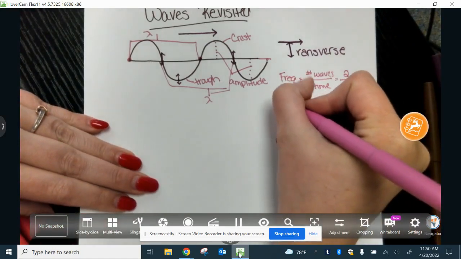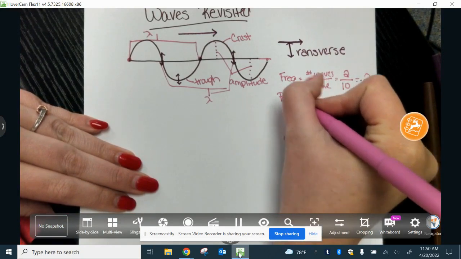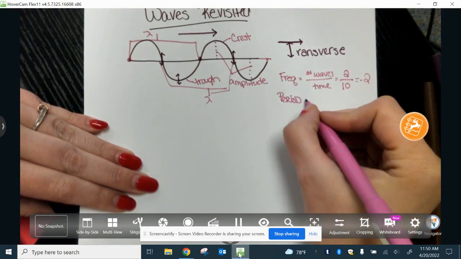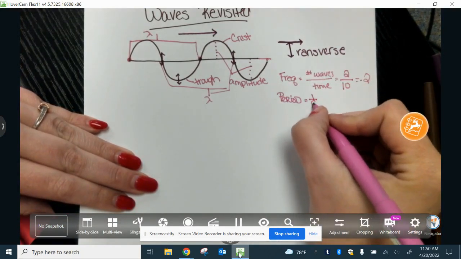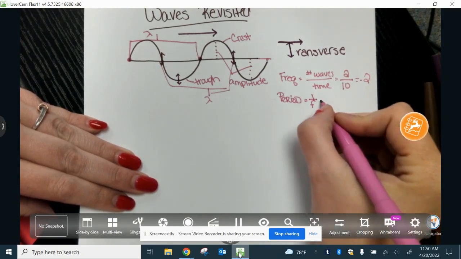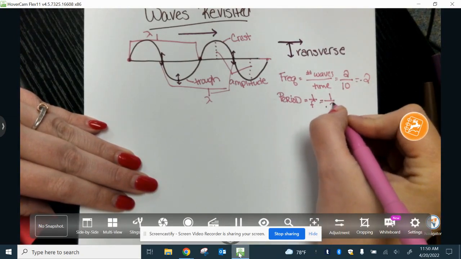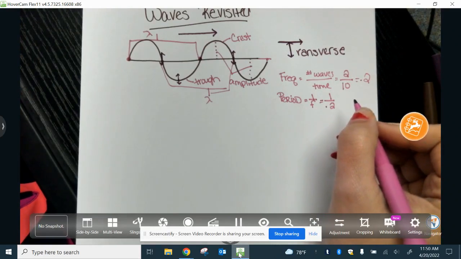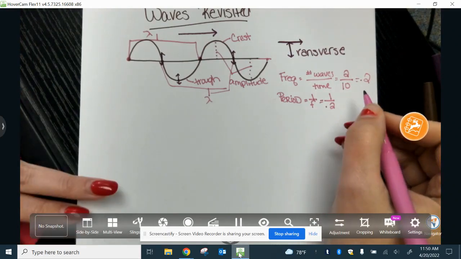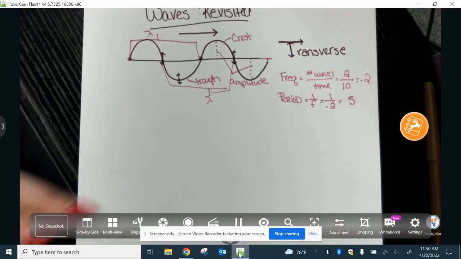Your period is how many waves a second. And the easiest way to do that is to go 1 over frequency, which means 1 over 0.2, which would be 5.